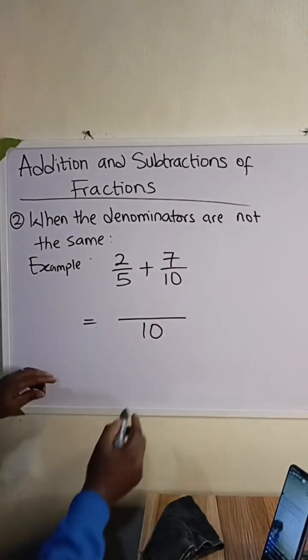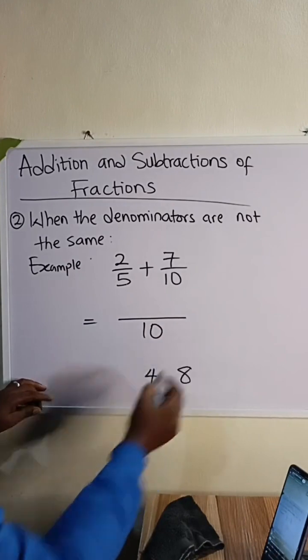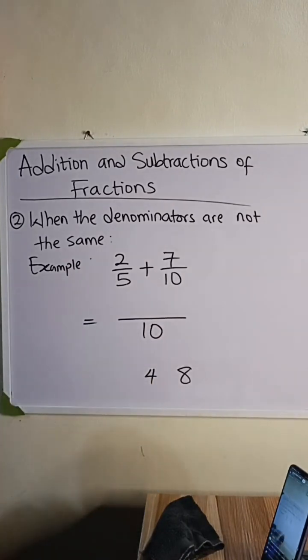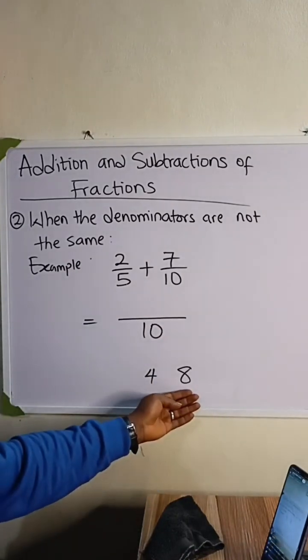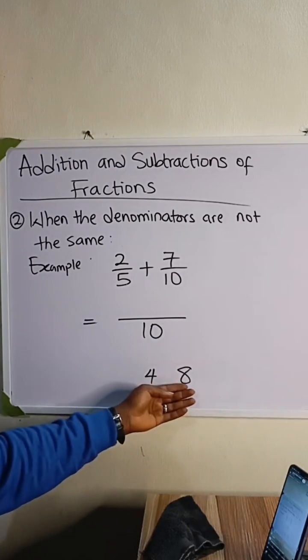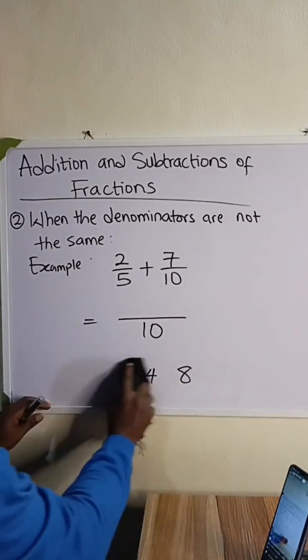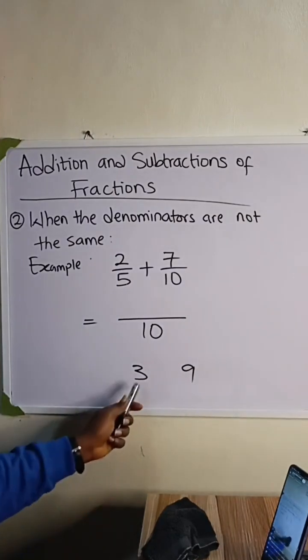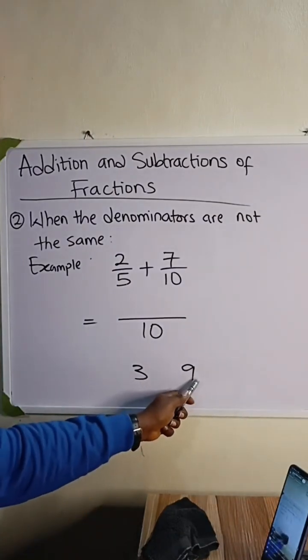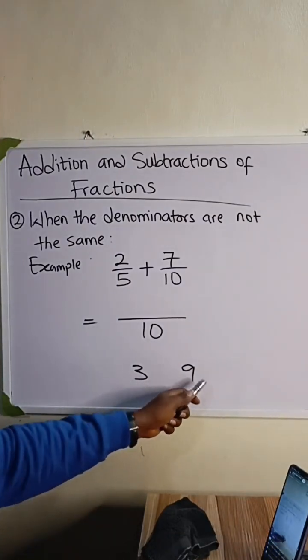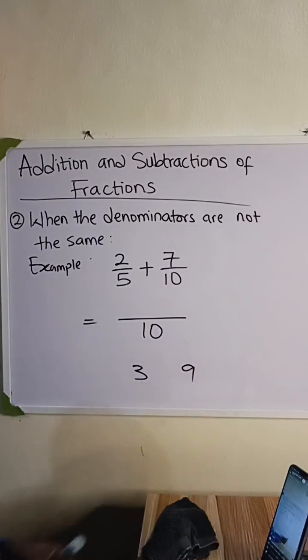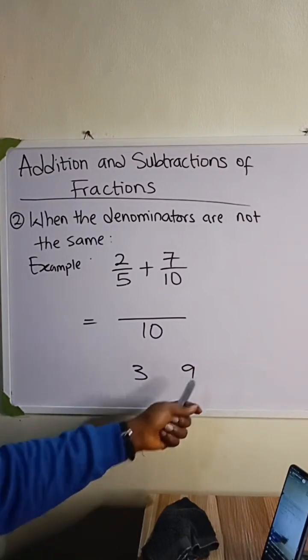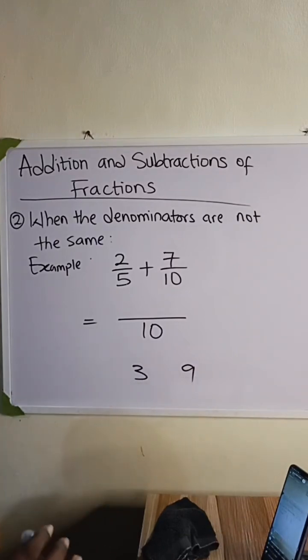So if you have a situation where you have 4 and 8, 8 is going to be the common denominator because 4 times 2 is going to give you 8. If you have a situation where you have 3 and 9, you can use 9 as your common denominator because 3 times 3 will give you 9. So when the smaller one can multiply to give you the bigger one, use the bigger one as your common denominator.